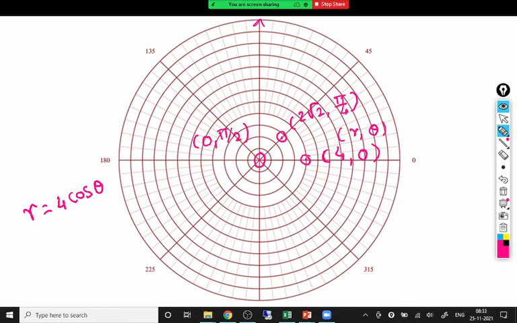Let's replace 3 pi by 4 now. This is actually pi by 4, and this is 3 pi by 4. Sir, minus 2 root 2? Yes, it is minus 2 root 2. Minus 2 root 2 comma 3 pi by 4.